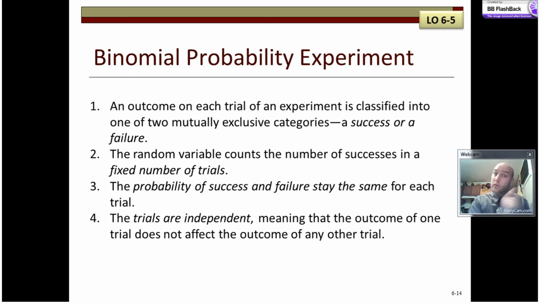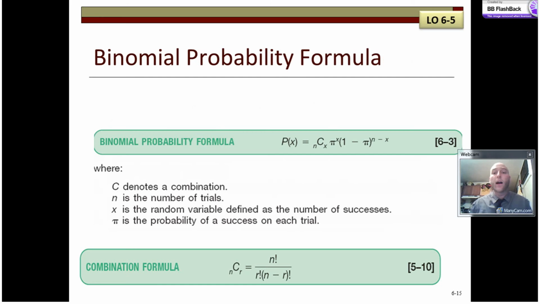We're just sort of repeating it. Each trial, you have a size of the trial. The trials, each of those trials are independent. It's what I just said, meaning the outcome of one trial does not affect the outcome of the next. The key here is that we're talking about a specific number of trials.